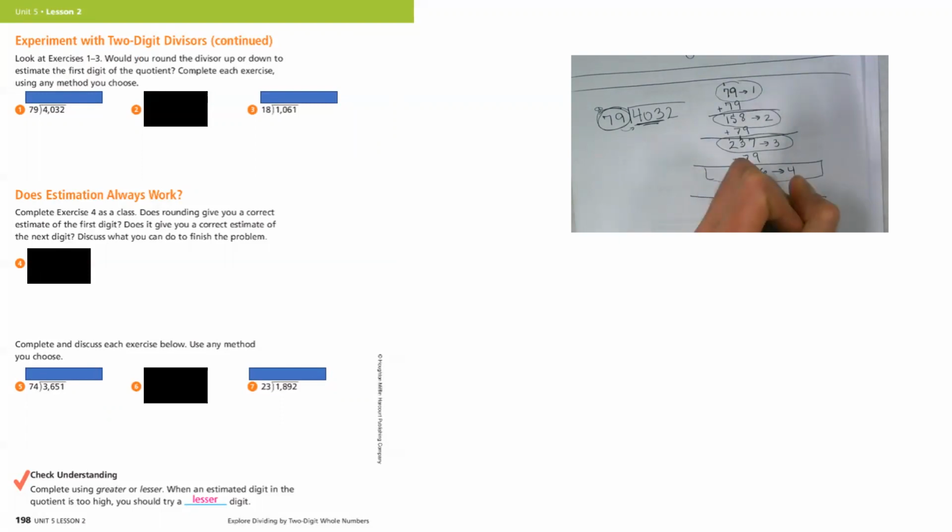And they go plus 79, 237. And that's 3 groups. Plus 79, and then they go 316. And that's 4 groups. Plus 79, 395. And that's 5 groups. Now I'm going to stop there. And I could always take out more groups.